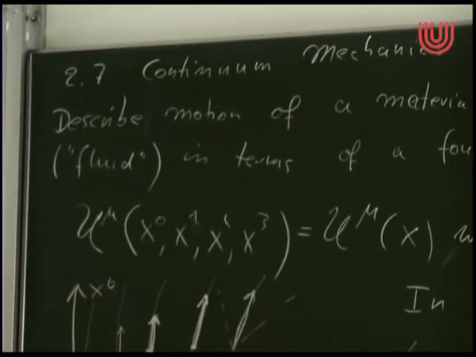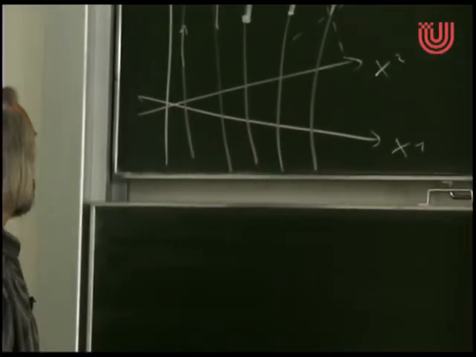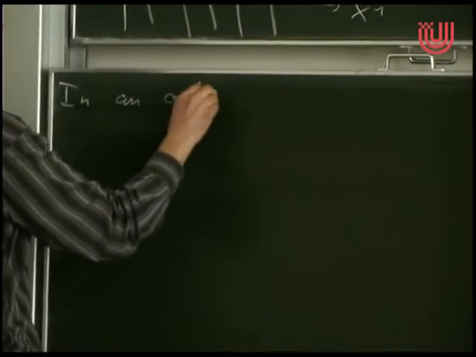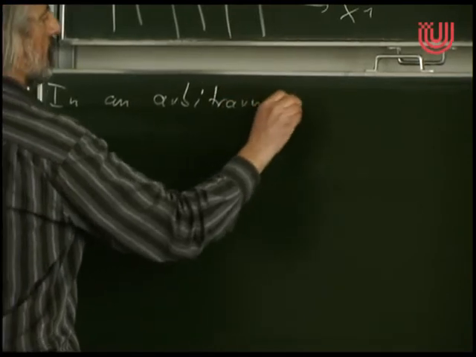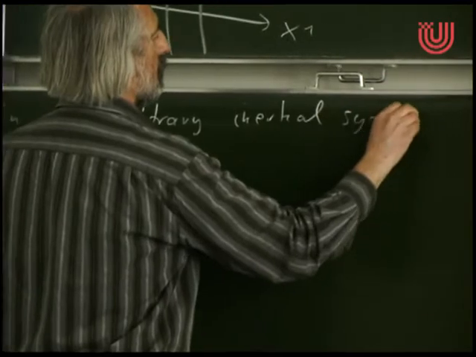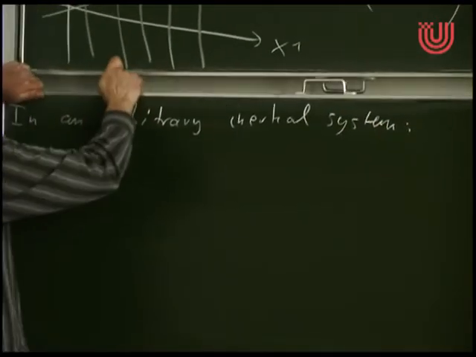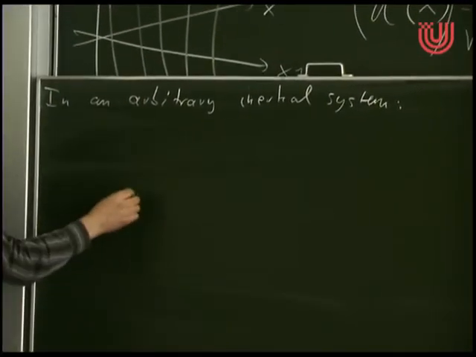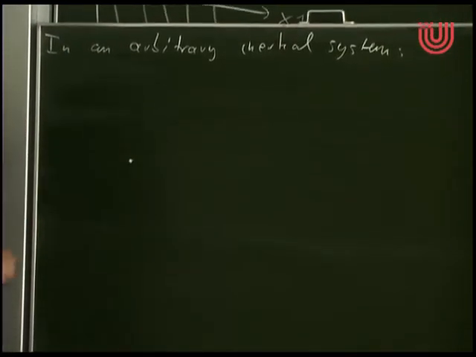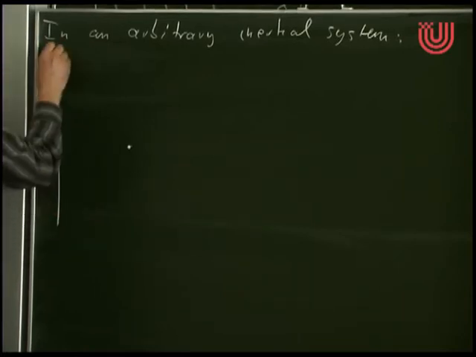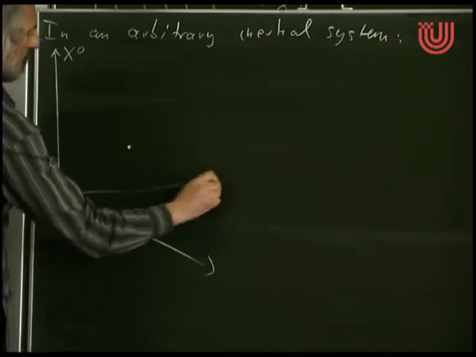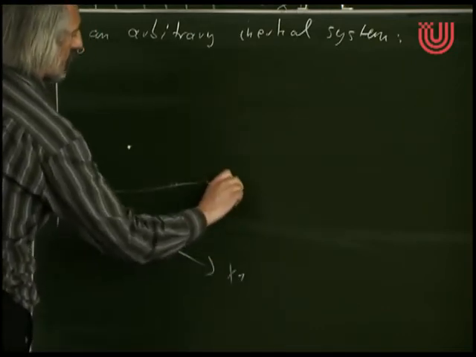So the picture is this. I write this in an arbitrary inertial system. So I fix a point x, and I want to calculate this epsilon at this point. So I have an inertial system. So I have here an x0 axis, here x1 and x2 axis.